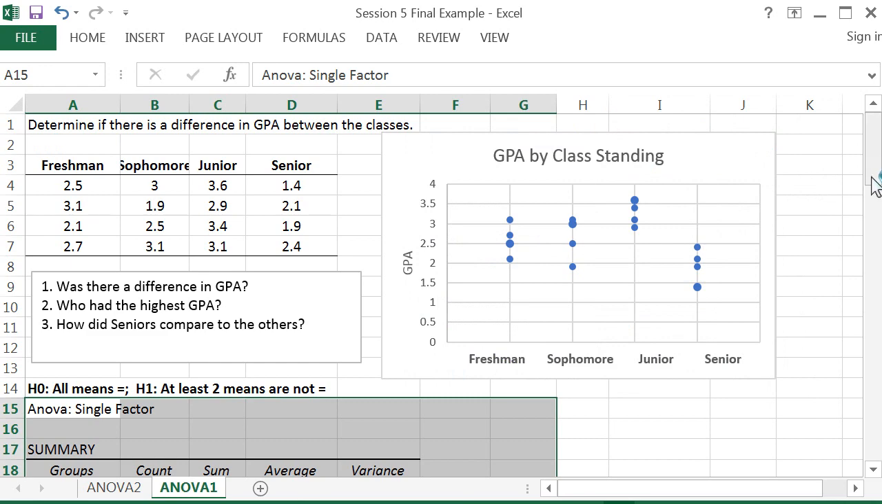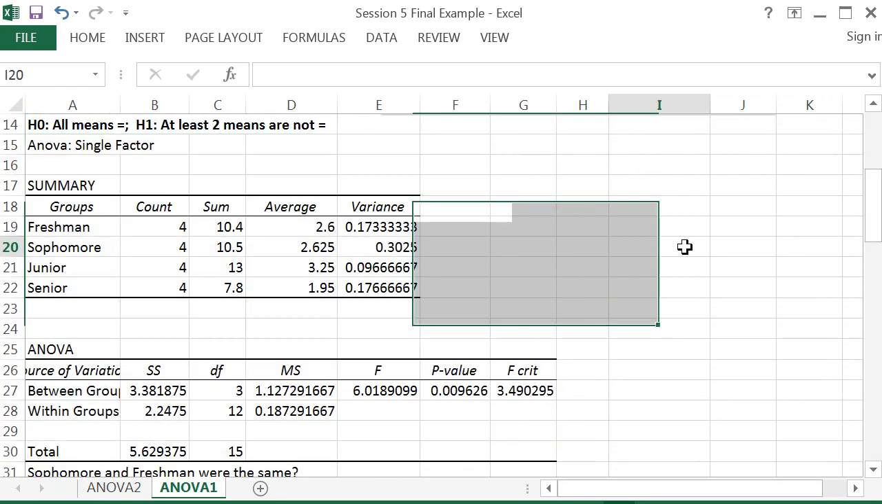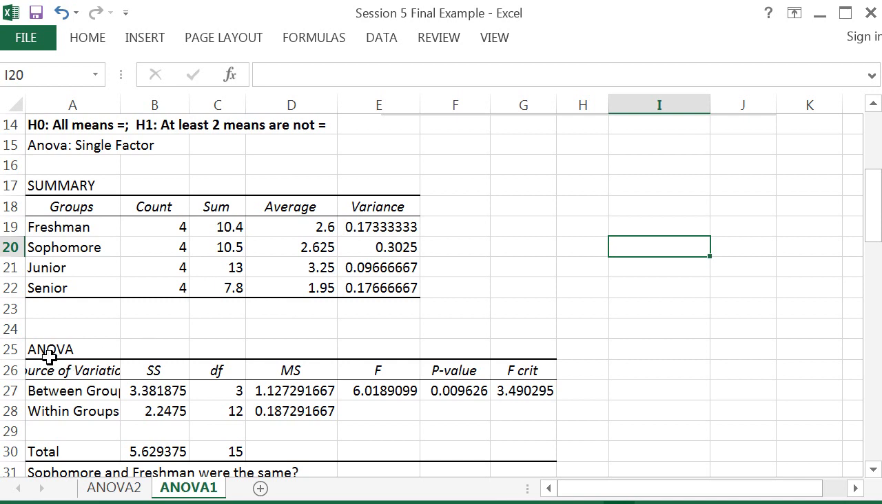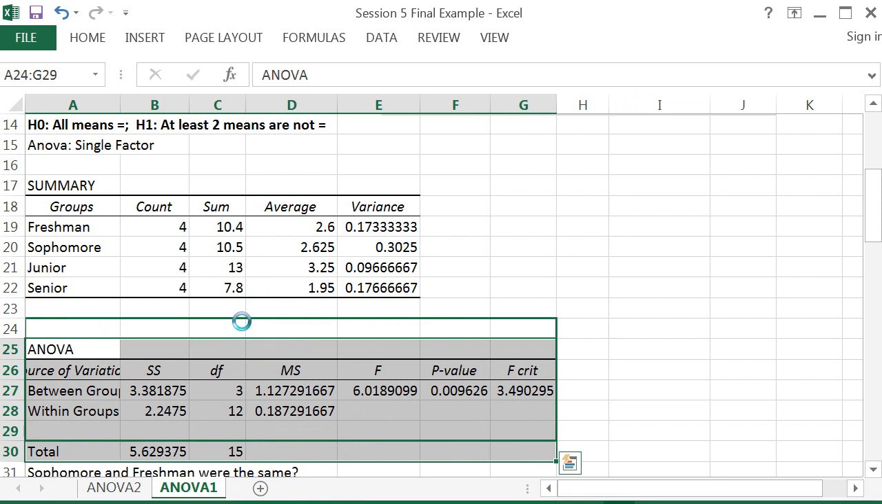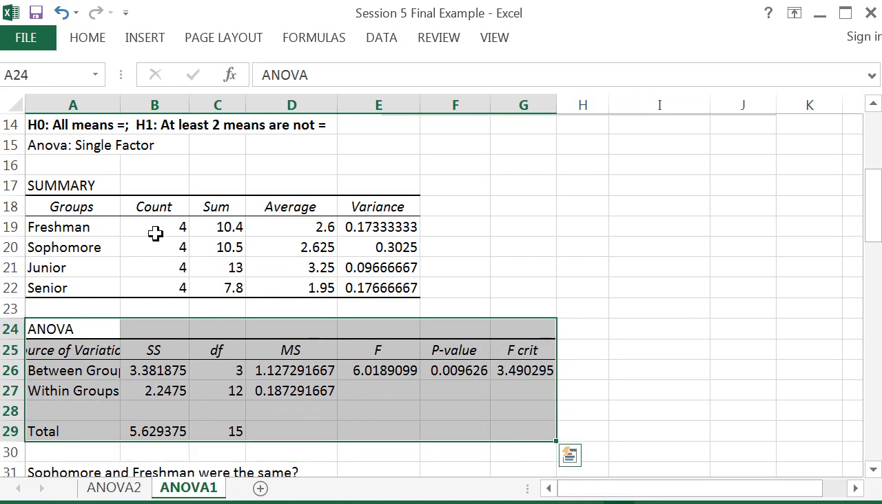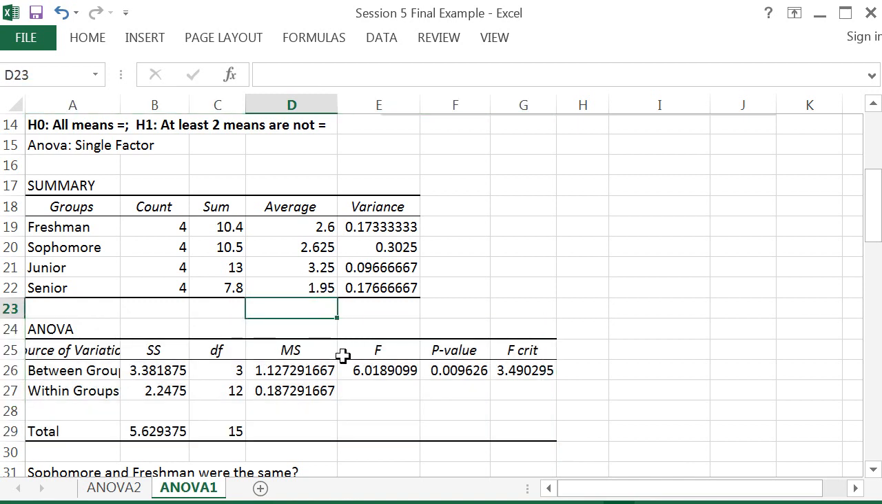So let's take a look at our ANOVA here. So we can see here that our mean GPA for freshmen was 2.6, for sophomores 2.625, so those are pretty close. They're probably not statistically different, but the juniors were up at 3.25. So that makes me think that they're better, that they did the best, and the seniors down at 1.95, I think maybe they did the worst.